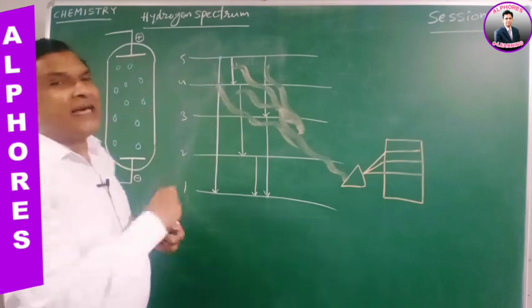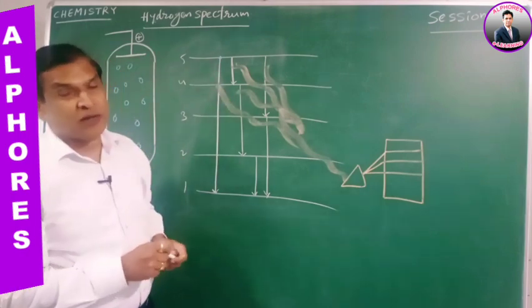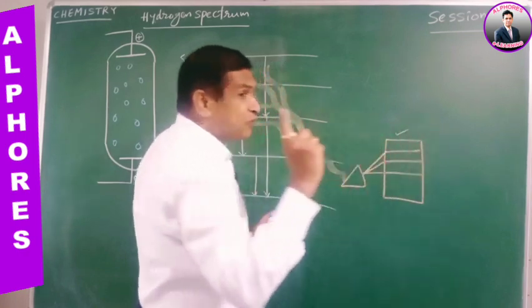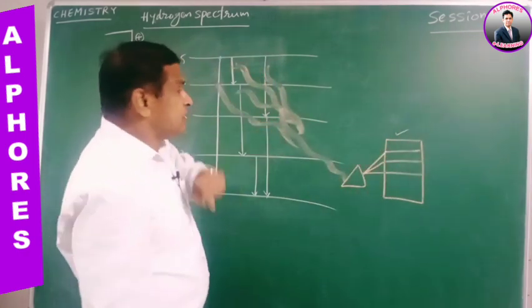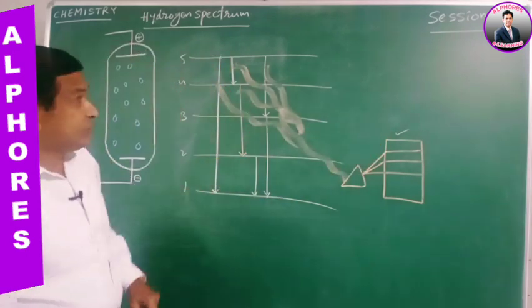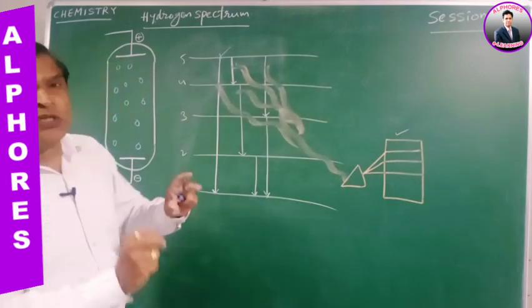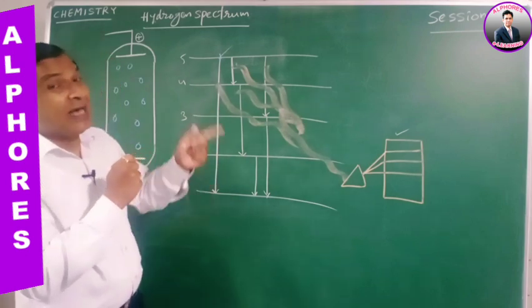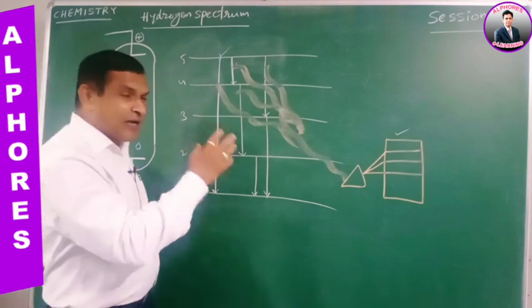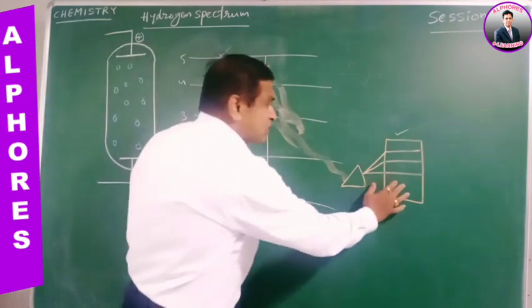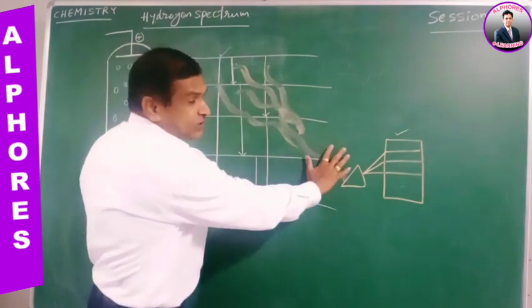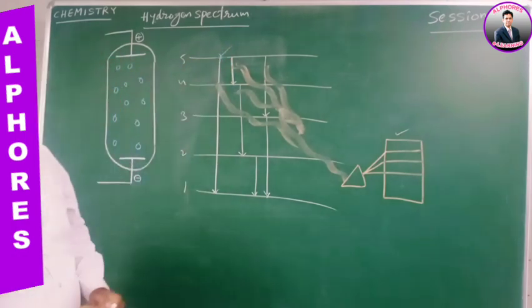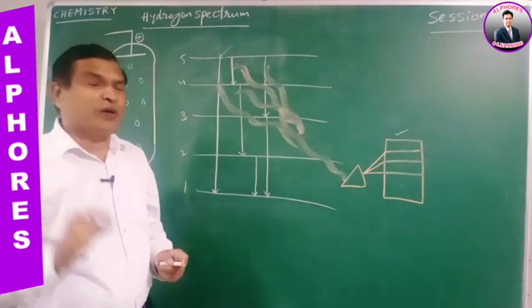That is a detailed explanation of the formation of hydrogen spectra, but in short we can define it like this: the spectra obtained from the emission radiation of excited electrons of gaseous hydrogen atoms is called hydrogen spectra. That is a simple way we can define hydrogen spectra.